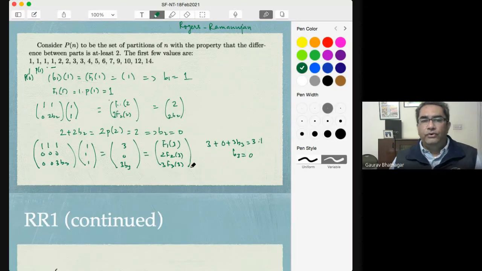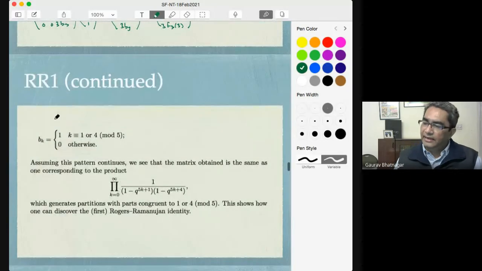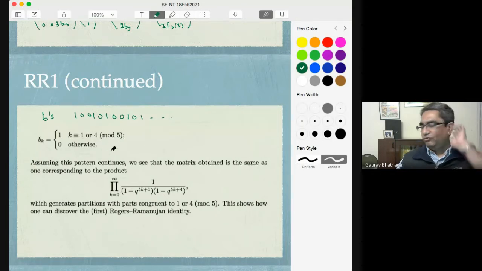Well, you've got the idea. If you have a sequence, I can calculate all of these, and once I calculate them, I see that the sequence of b's that I get is 1 0 0 1 0 1 0 0 1 0 1 and so on. And I see that bk is 1 if k is congruent to 1 or 4 mod 5 and 0 otherwise.